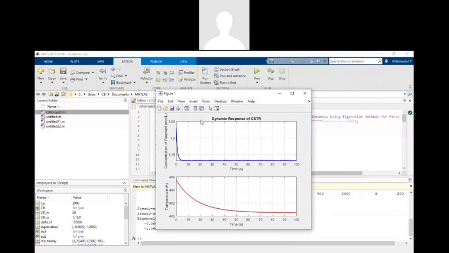For example, from the graph we can see that the concentration of the reactor reaches the steady state after approximately 3 seconds, and the temperature reaches the steady state after approximately 60 seconds. Therefore, given that the reaction conditions remain unchanged, this reactor will operate without any stability issue.